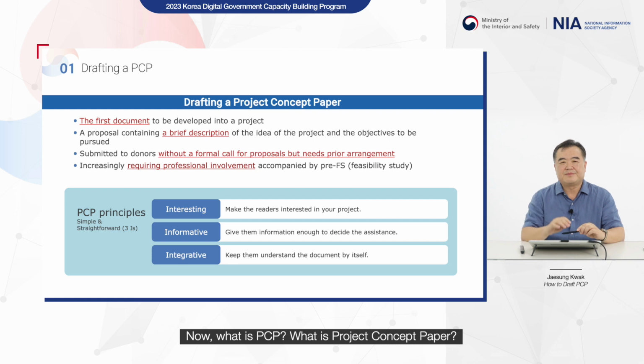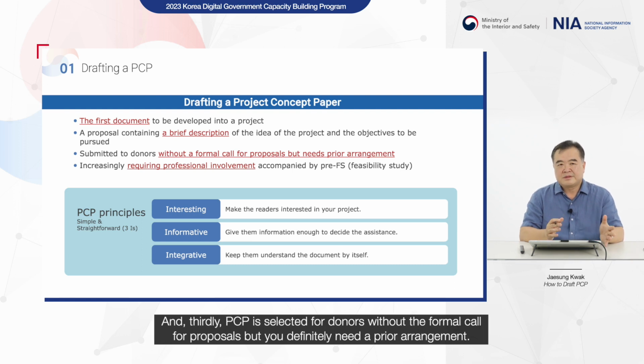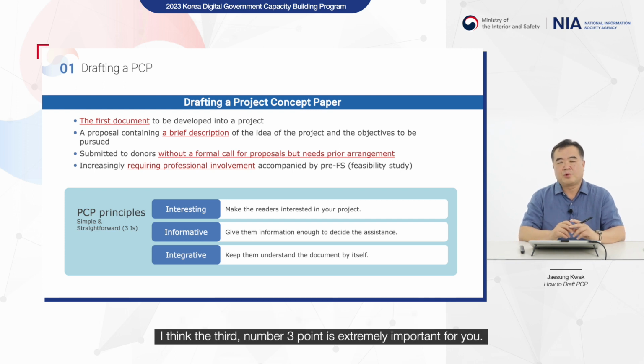Now, what is a PCP then? What is a project concept paper? This is the first document to be developed into a project. This is a proposal containing a brief description of the idea of the project and the objective to be pursued. And thirdly, a PCP is submitted to donors without a formal call for proposals, but you definitely need a prior arrangement. I think this number 3 point is extremely important for you.